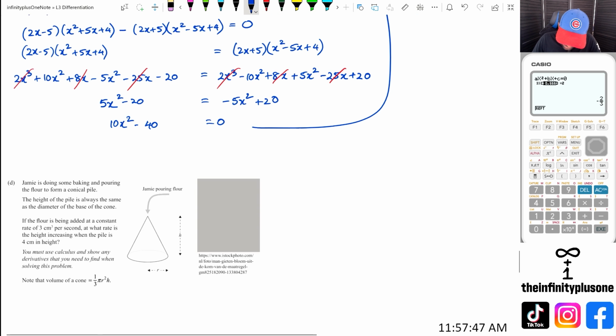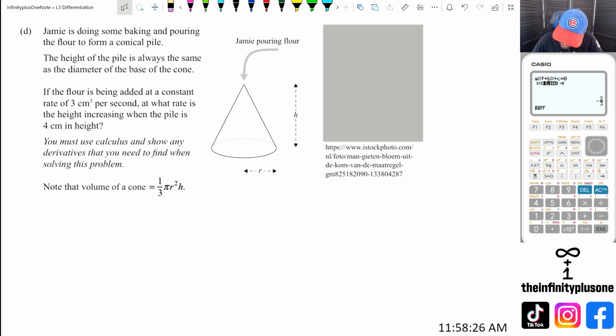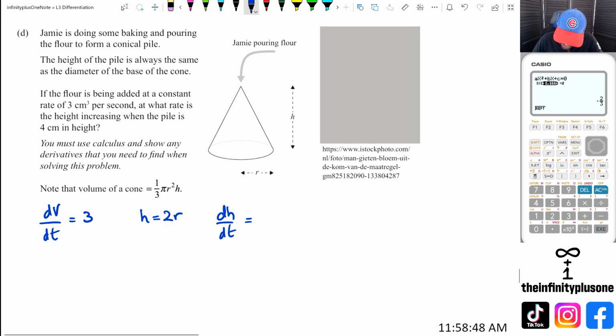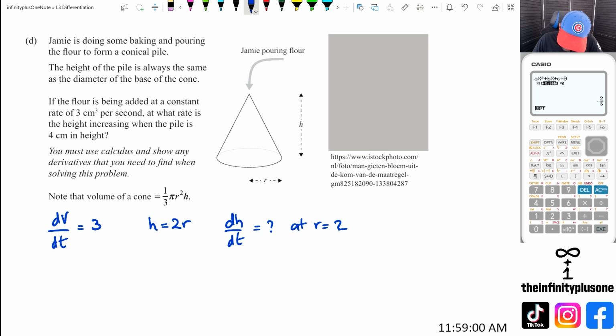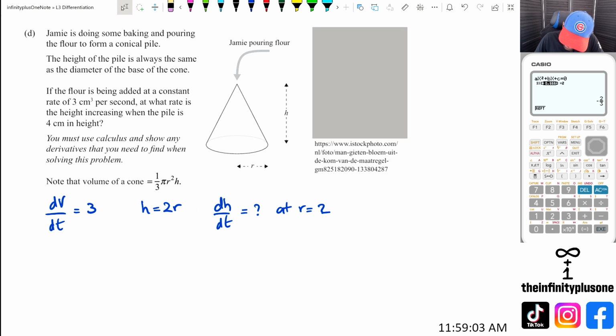Okay, question D, the classic rate of change question. So what we've been given here is we've got dV/dt, which is equal to 3. We have been told that the height is the same as the diameter, so height is the same as 2 times the radius. And we've been asked to figure out what dh/dt is when the pile is 4 centimeters in height. That means when the radius is equal to 2. That's what it's asking. So to figure this out, what have I got?